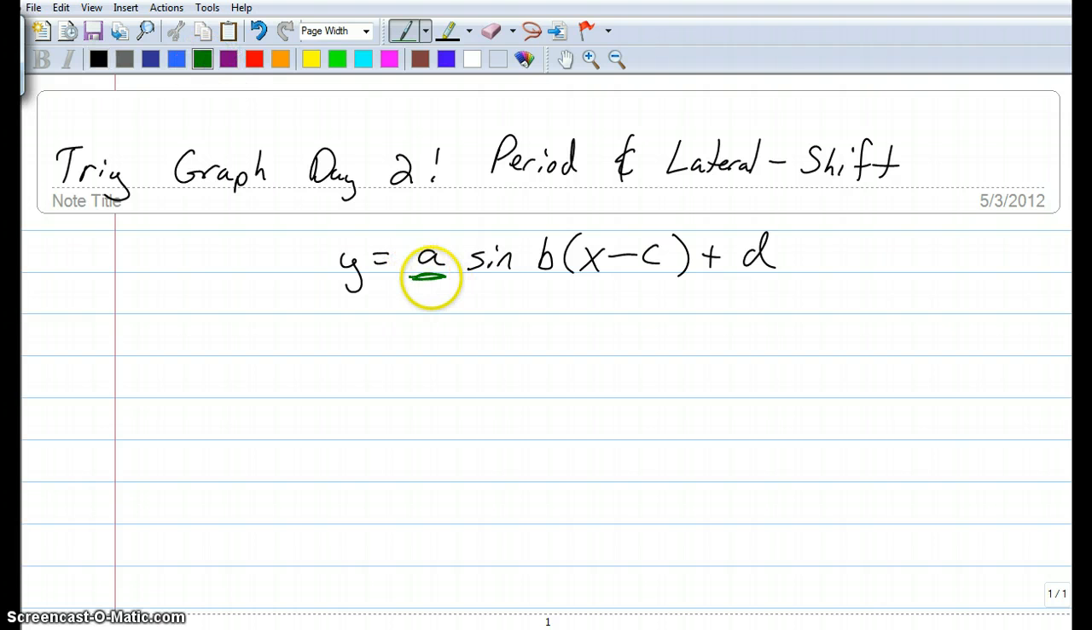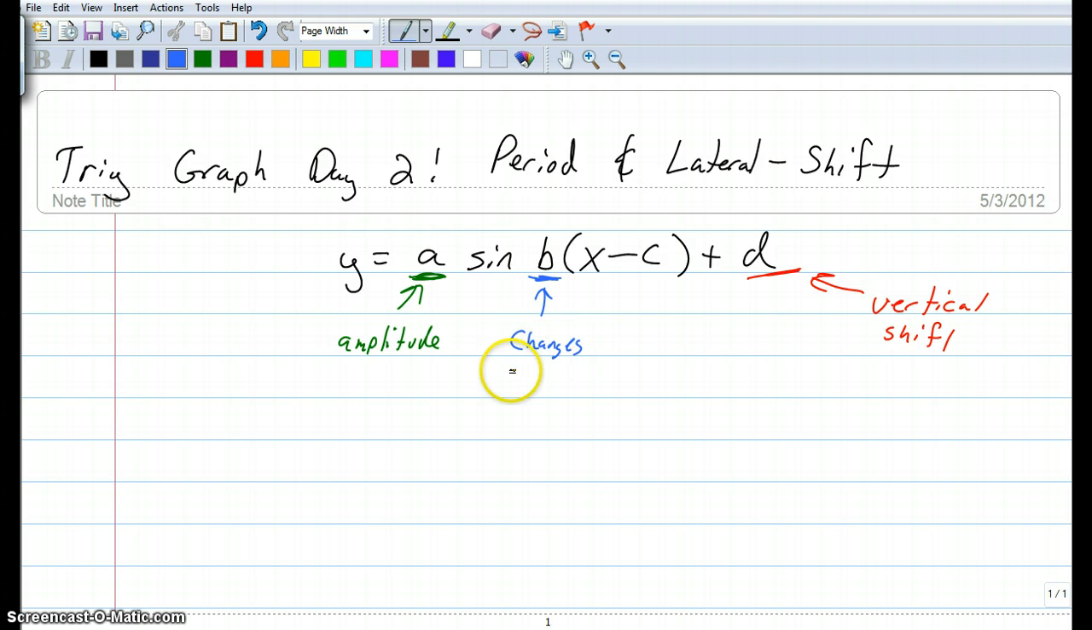And yesterday we learned how A affects the amplitude, and D was the vertical shift or the V shift. But today we're going to be looking at B and C. Now, B changes the period. And for sine and cosine, it's always going to be 2 pi divided by B. That's what our new period is going to be.